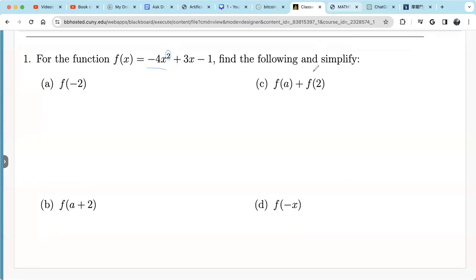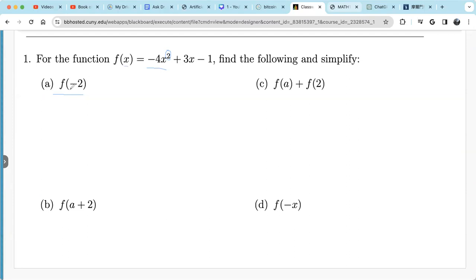For this one, we want to evaluate f of negative 2. In the function, the input is x. So how do we understand this function? X is just a variable, right? In our head, we think x is just a variable, it changes. So maybe better to think of it as an input. So a function is like a machine. We input x, it outputs the input squared multiplied by negative 4, plus 3 times the input, minus 1.